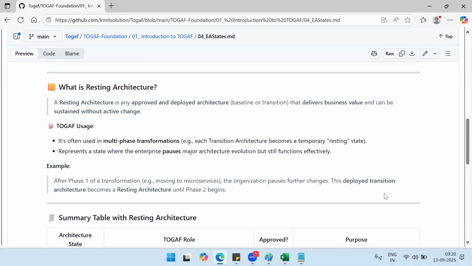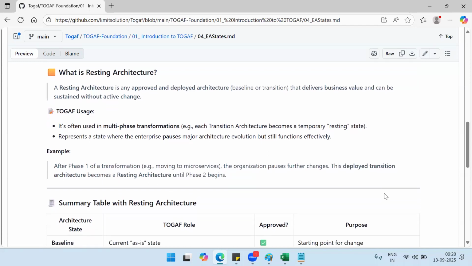Let's talk a little bit about that. A resting architecture is any approved and deployed architecture, baseline or transition, right? That delivers the business value and can be sustained without active change. So, from the TOGAF point of view, it's often used in multi-phase transformation. Transition architecture becomes the temporary or resting state, right?